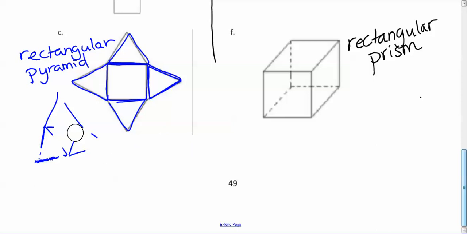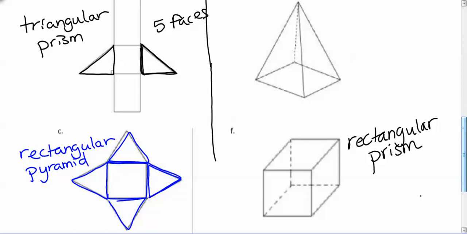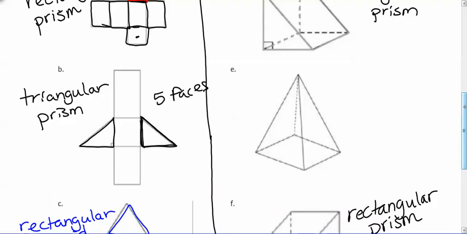So anyway, what shape would the rectangular pyramid look like in 3D form? E, very good. So we're going to write rectangular pyramid right there. So I'm going to pause the video while we check some of these out.